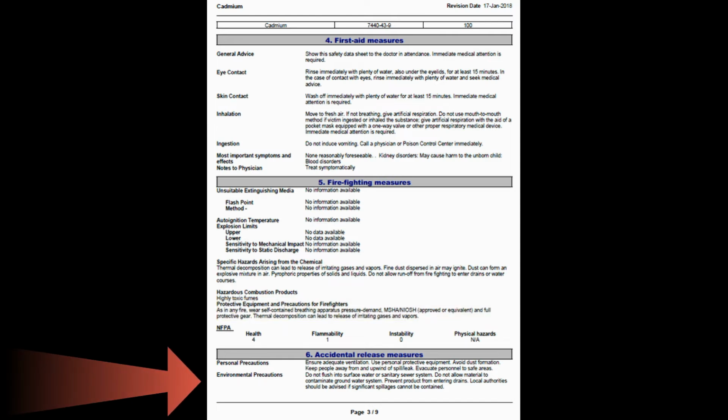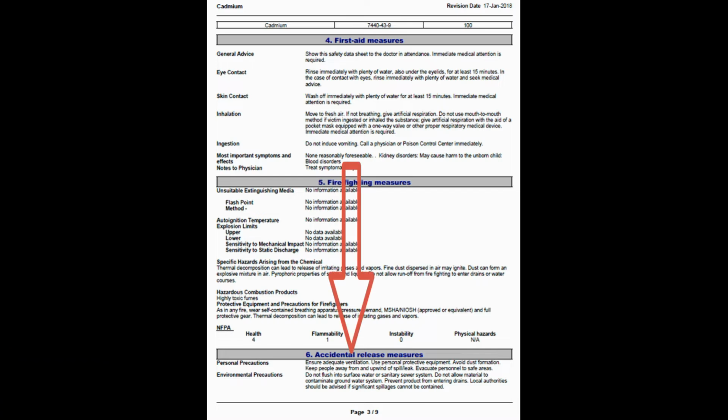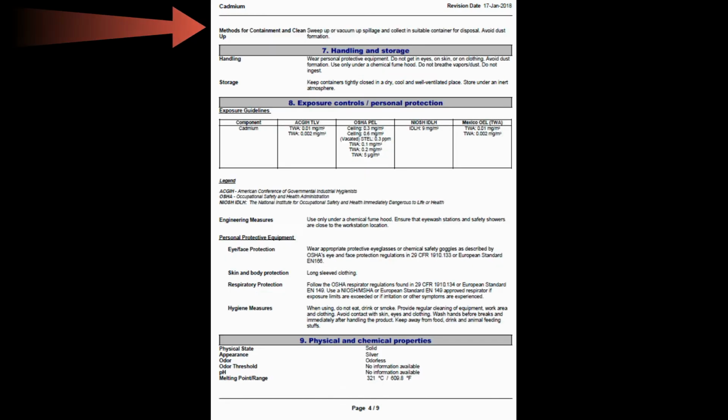Next we have accidental release measures, adequate ventilation, use PPE, avoid dust, keep people away from and upwind of spill or the leak. These are the basic accidental release measures. Environmental precautions, no flushing down the sewer. And of course you'll have the cleanup methods. That is also included in this section. But cadmium's not that bad for cleaning up. Things like gasoline, diesel fuels, those kind of flammable liquids, they'll have a much bigger section here.